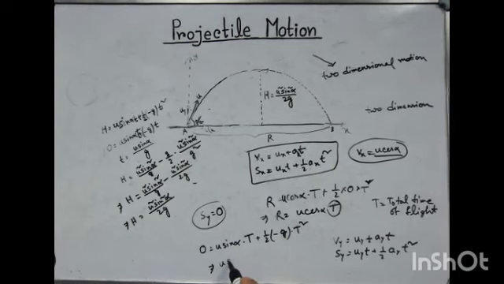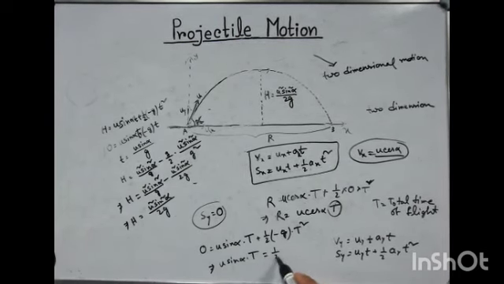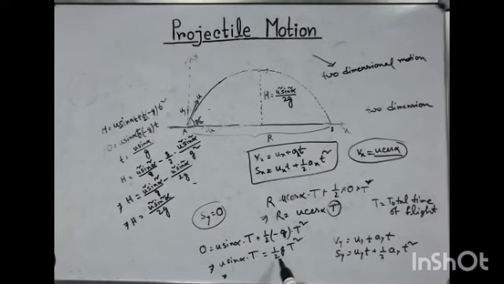So this implies that u sin alpha into capital T is equal to half g capital T square. So that will be capital T equal to 2u sin alpha by g.